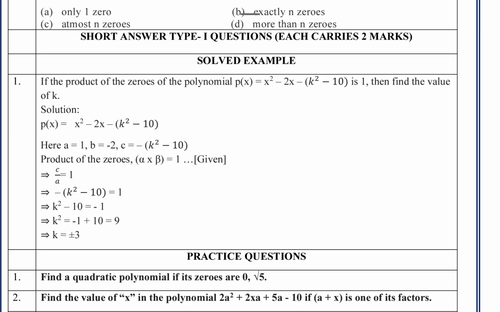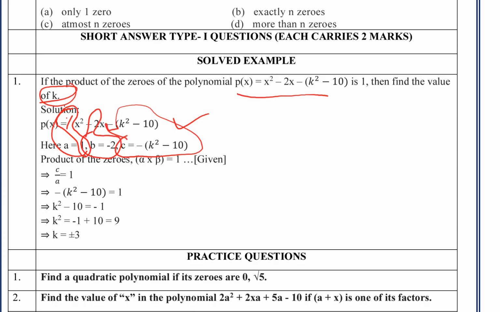If the product of the zeros of the polynomial p of x equals x square minus 2x minus k square minus 10 is 1, then find the value of k. Here we have to find the value of k. We take the equation as it is. a is 1, since nothing is written there, b is minus 2, and c is minus k square minus 10.